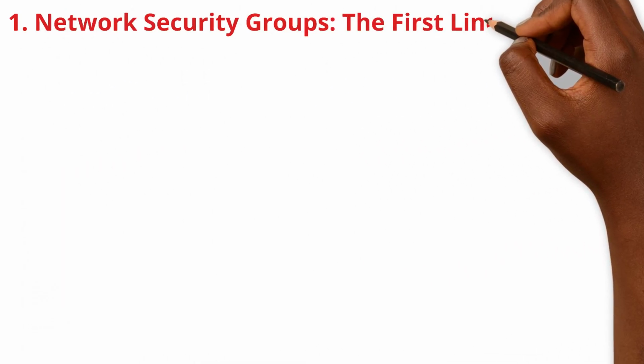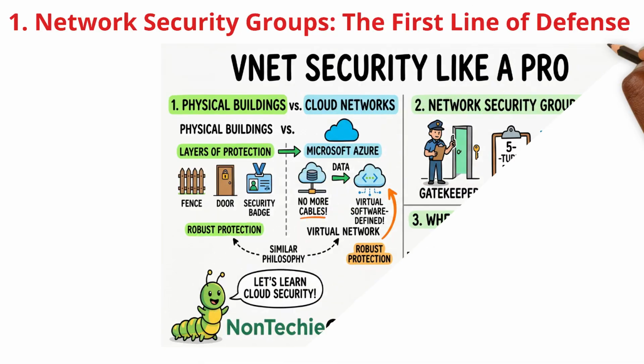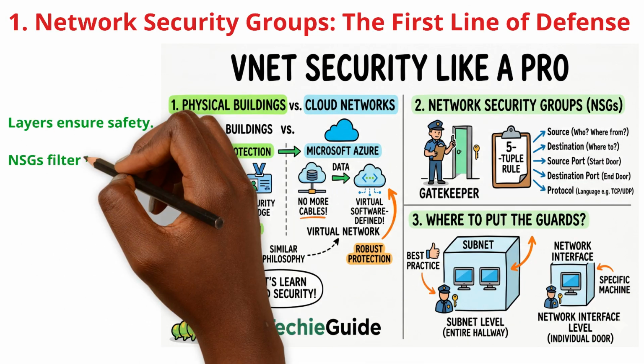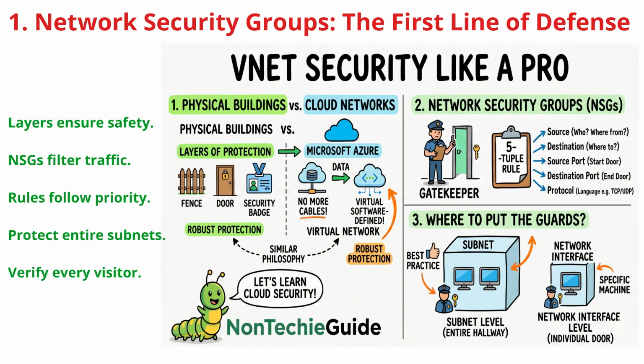Imagine your cloud network is just like a high-security office building. In the physical world, you use fences and locked doors to keep people out. In Microsoft Azure, we do the same thing using virtual networks. Think of a network security group, or NSG, as a guard standing at the hallway entrance with a clipboard. This guard checks 5 specific things: where you're coming from, where you're going, which door you're using, what you're carrying, and what language you're speaking. We call this the Five-Tuple Rule.